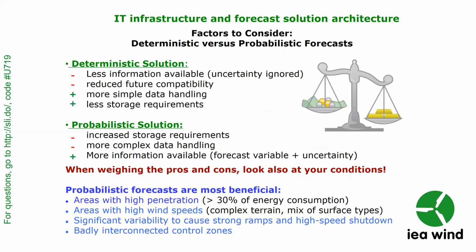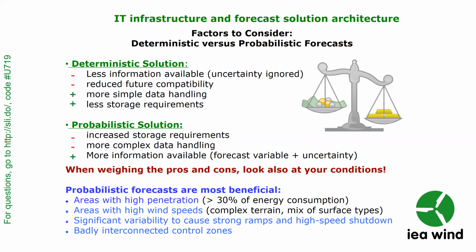And then you have maybe a reduced future compatibility. That's of course something that is still highly discussed, like in meteorology, and it's a more simple data handling. There's no doubt about this, and also less storage requirements. That's then in the deterministic solution. In the probabilistic solution, we have this more complex data handling, and the storage requirements are usually also higher. But then again, you have much more information available from a probabilistic solution.